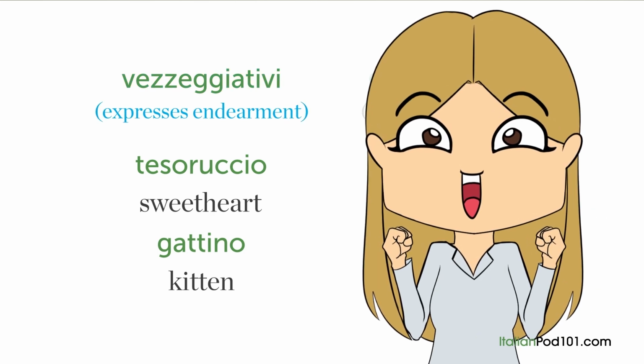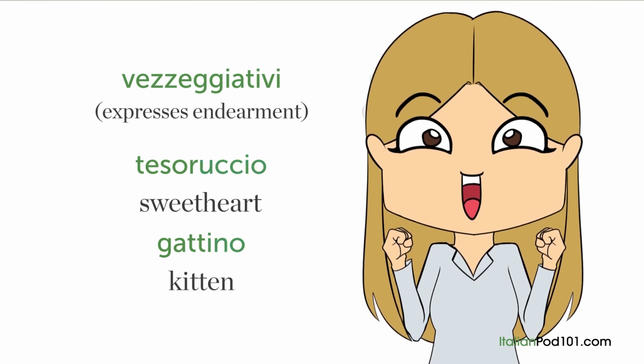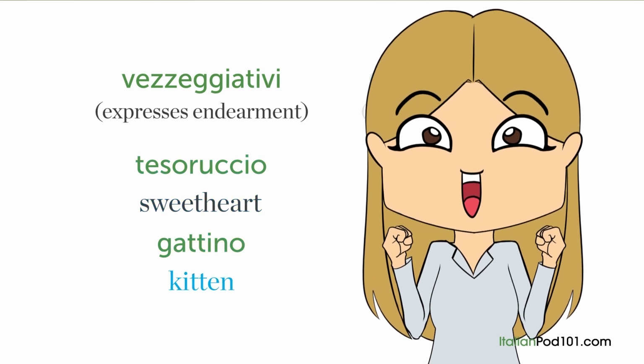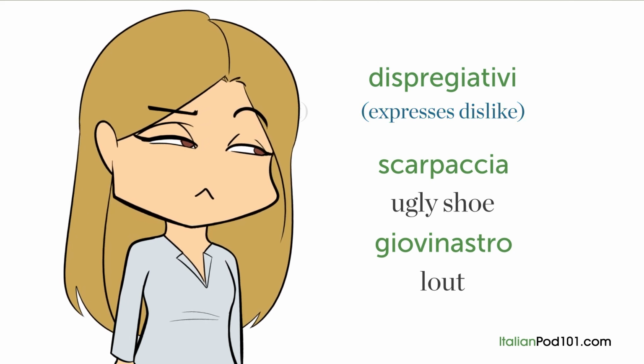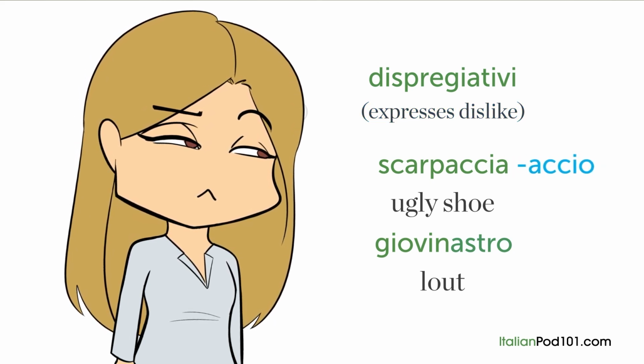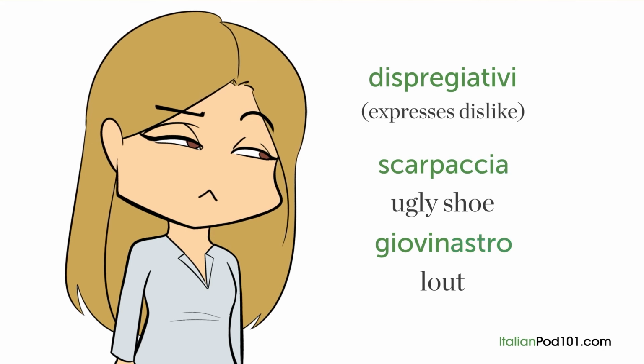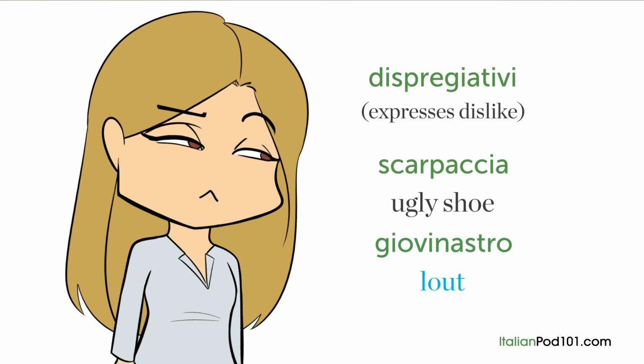Vezzeggiativi express endearment. Some common suffixes are uccio and ino. For example, tesoruccio, sweetheart, gattino, kitten. Dispregiativi express dislike. Common suffixes are accio and astro. For example, scarpaccia, ugly shoe, giovinastro, loud.